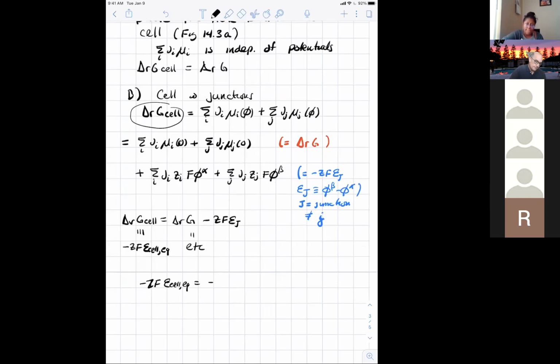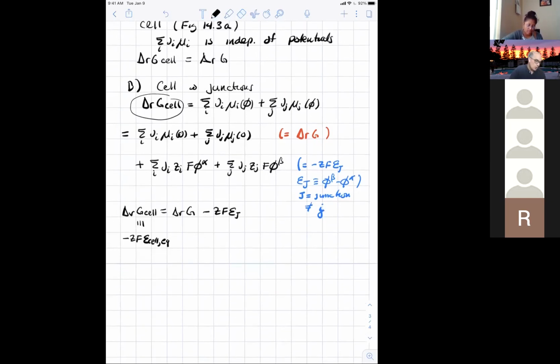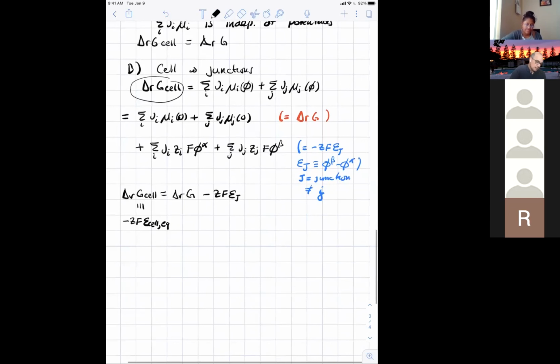Oh, hold on. I'm thinking ahead to the Ks. So let me erase this because that's not what we're going to do. I'm sorry. All right, so what we can do is solve for the equilibrium cell potential.